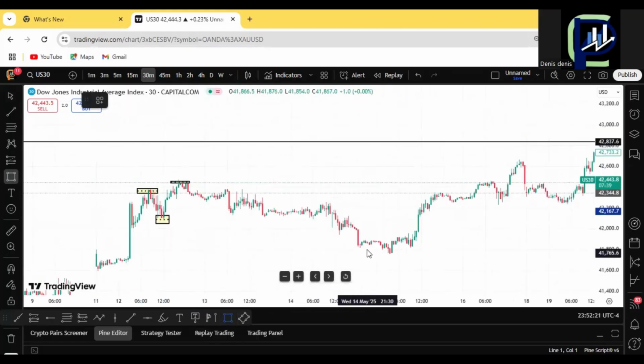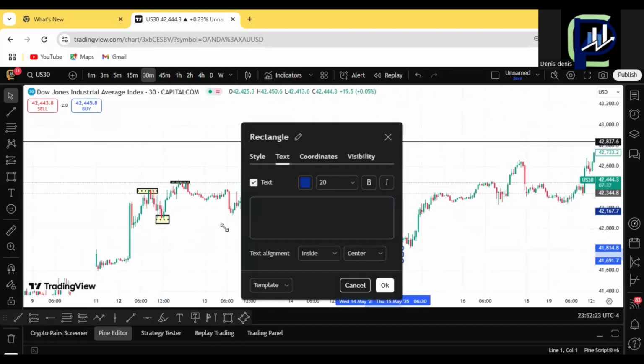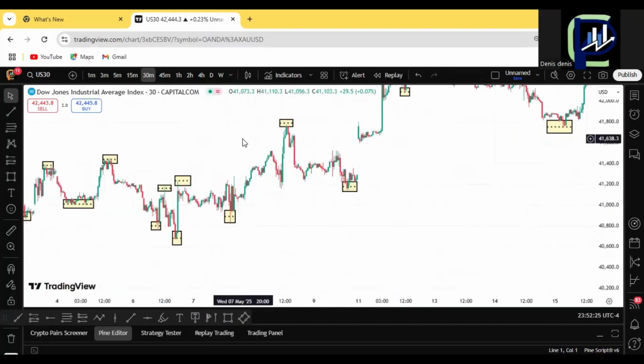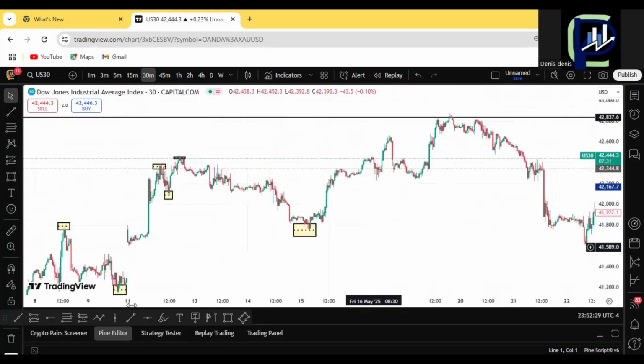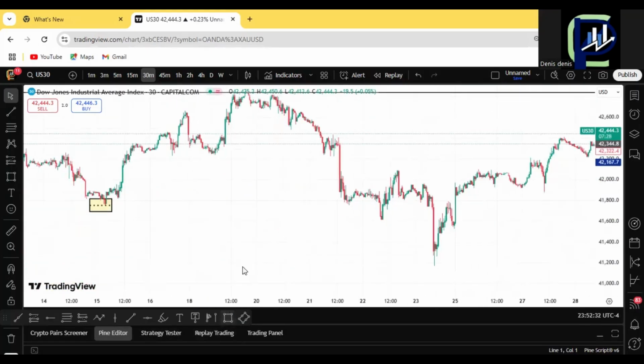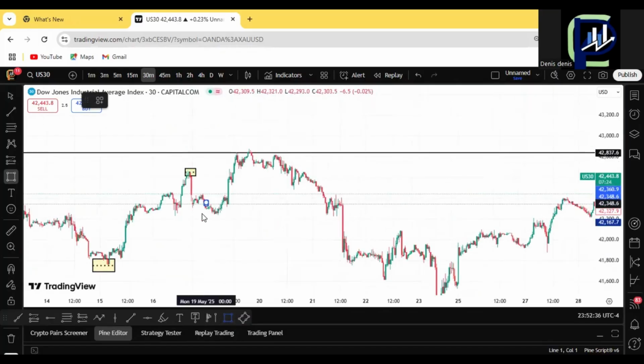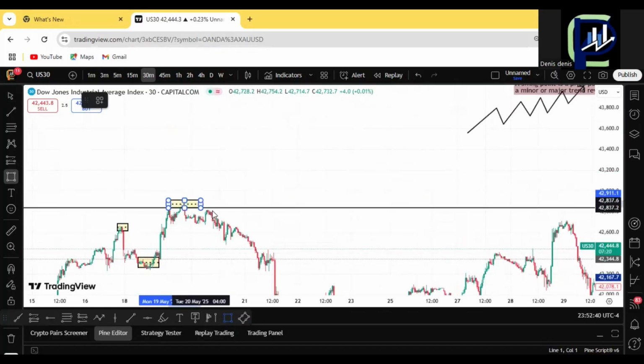You can mark as many of them as you can on your charts, anywhere, anyhow. This is a swing point. This is a swing point too. There are so many of them.